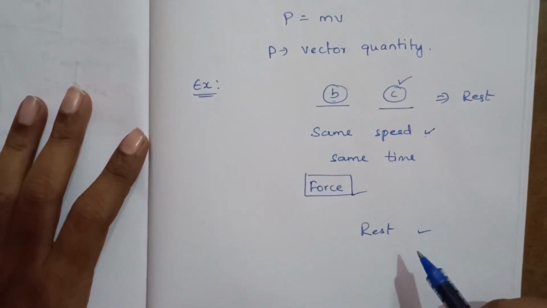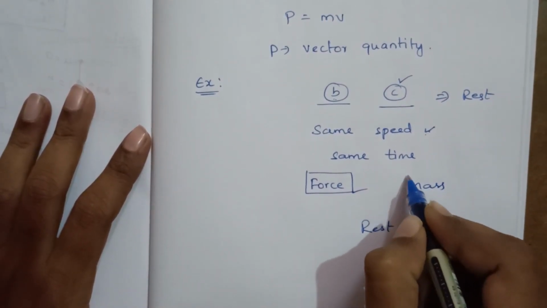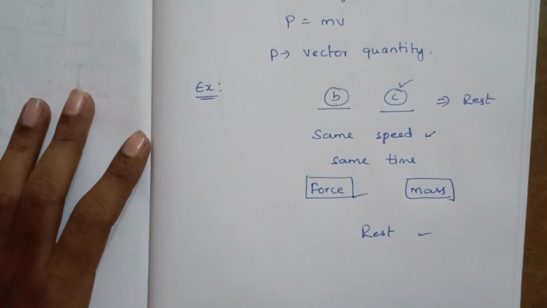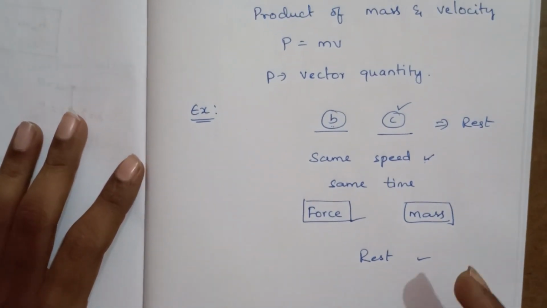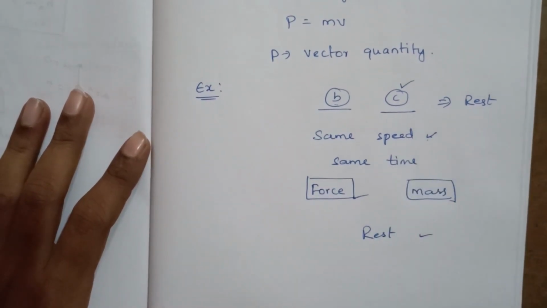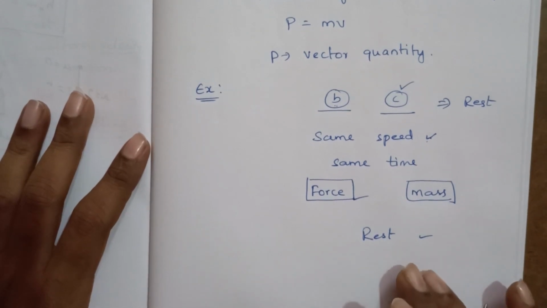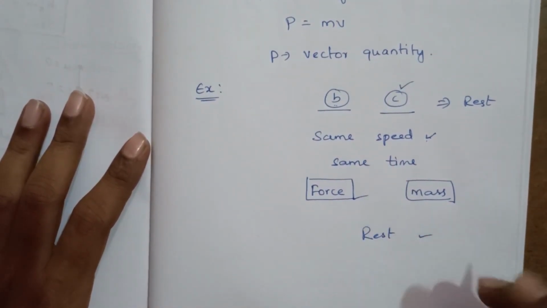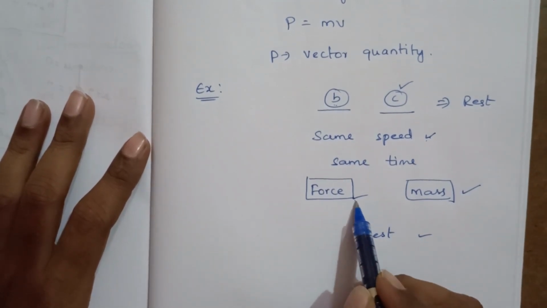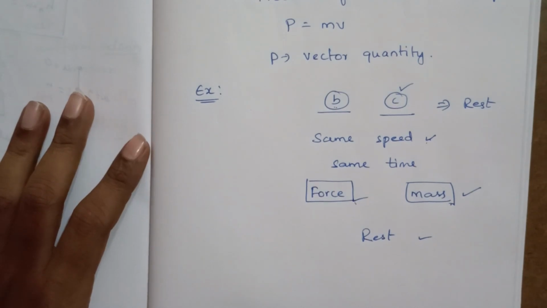So from this we can say mass is an important parameter in describing force. For more mass we apply more force, either to bring them to the same speed or to bring them to rest in the same time.